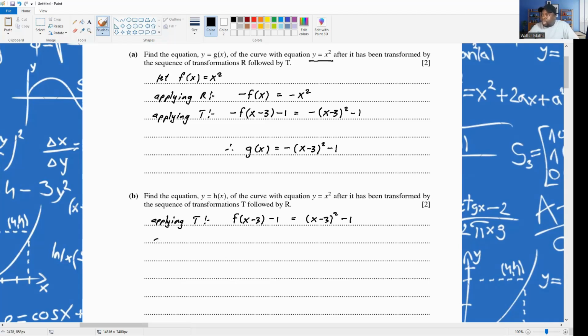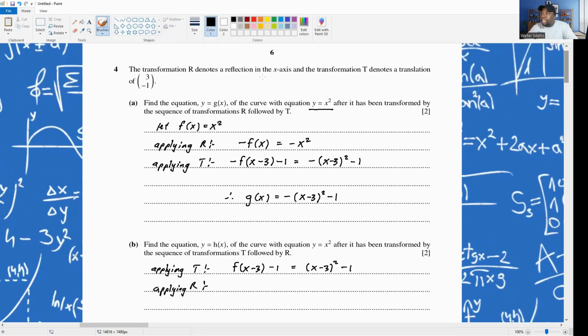Next up, applying the transformation R. If we apply the transformation R, what is R? Remember, R is a reflection in the x-axis.